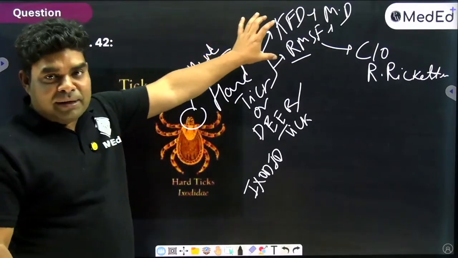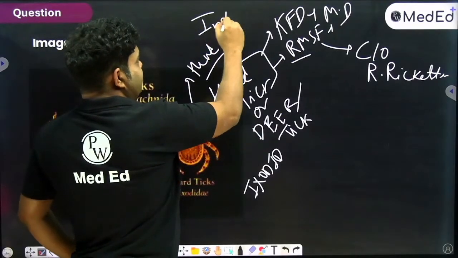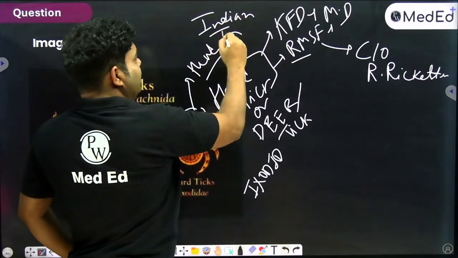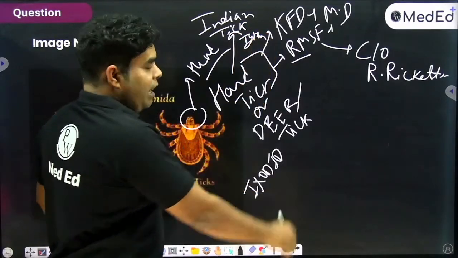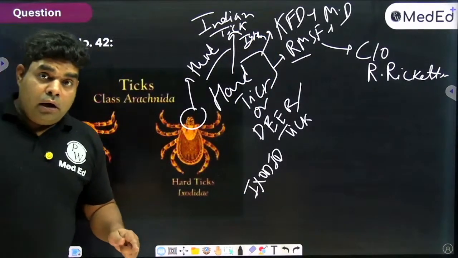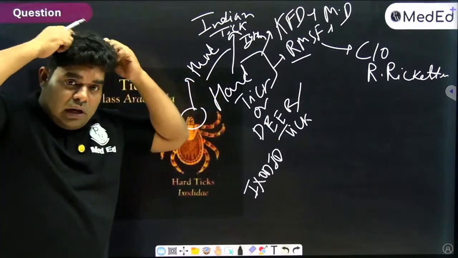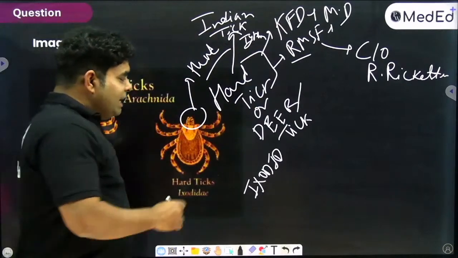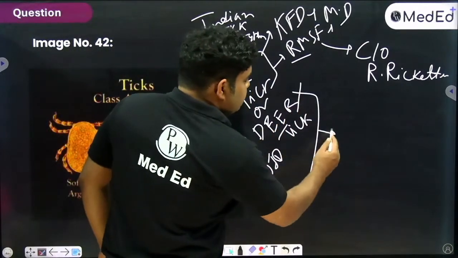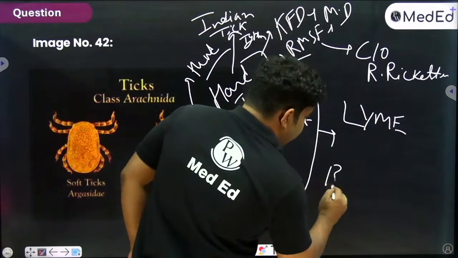So KFD, RMSF, plus Indian tick typhus, tick paralysis, tick fever. Every T thing is transmitted by hard tick, except trench fever, which is by louse. Remember, except trench fever, all the T diseases mostly come under hard tick. Then deer tick and ixodid tick, they transmit two diseases. One is Lyme disease and the other is babesiosis.